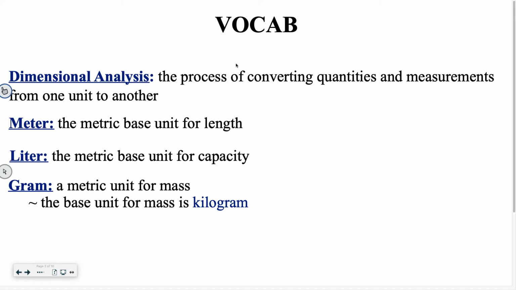Now, these next three words are words you've probably heard, but let's just refresh. Meter is the metric base unit for length. Liter is the metric base unit for capacity. And gram is the metric unit for mass. The base unit for mass is a kilogram. Some say kilogram, some say kilogram. I'm going to say kilogram because that's just how I grew up.